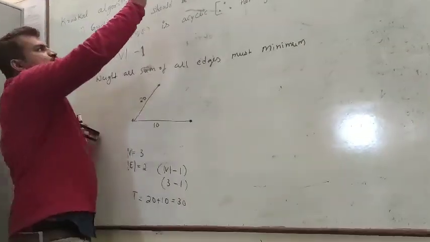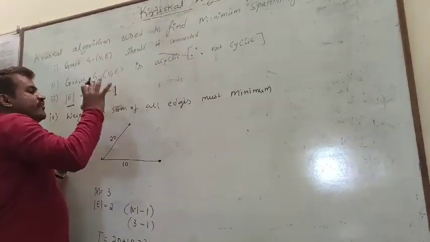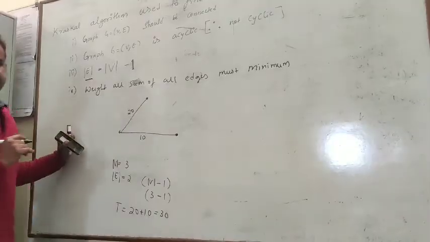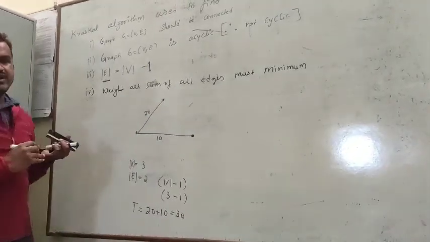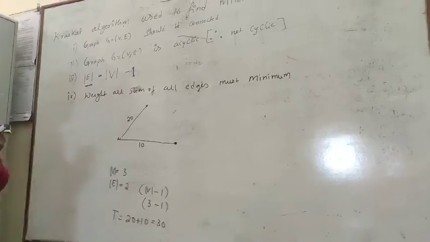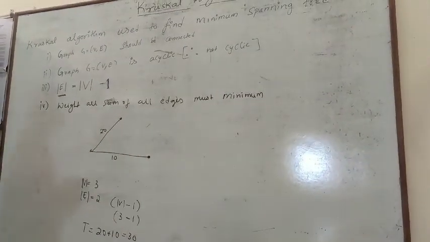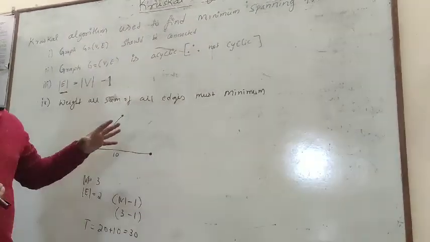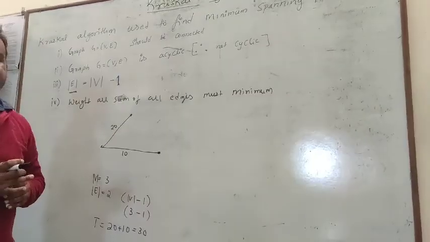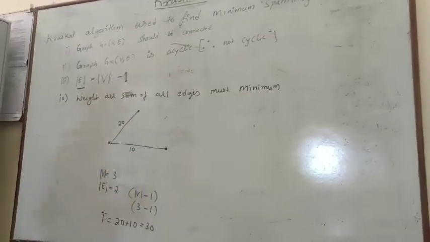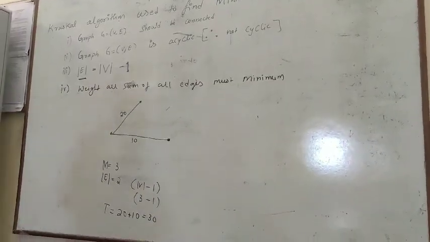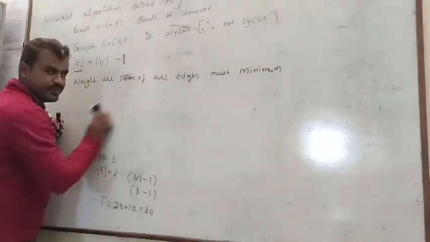We are going to use Kruskal algorithm to find the minimum spanning tree. We'll take an example and understand this. It is most important in the VTU exam. There will be 6 to 8 marks under the Kruskal algorithm. We'll take one example now.